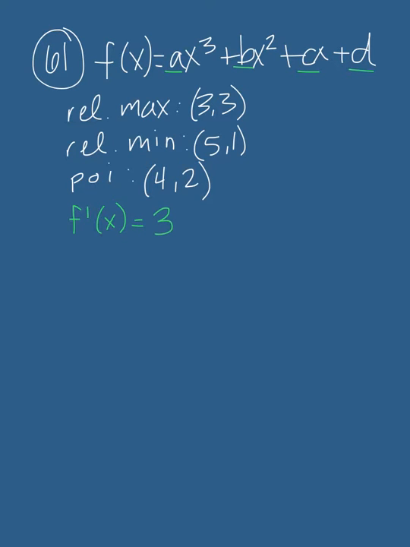So I'm going to have 3ax squared, because remember the a is just a number, it's just staying there. And then 2bx, and then c. That's the first derivative. The second derivative is going to be 6ax plus 2b. All right. So we're going to need to plug in some information.